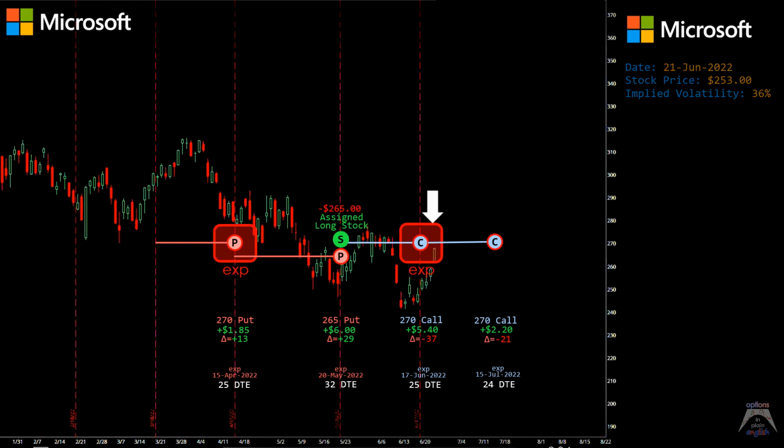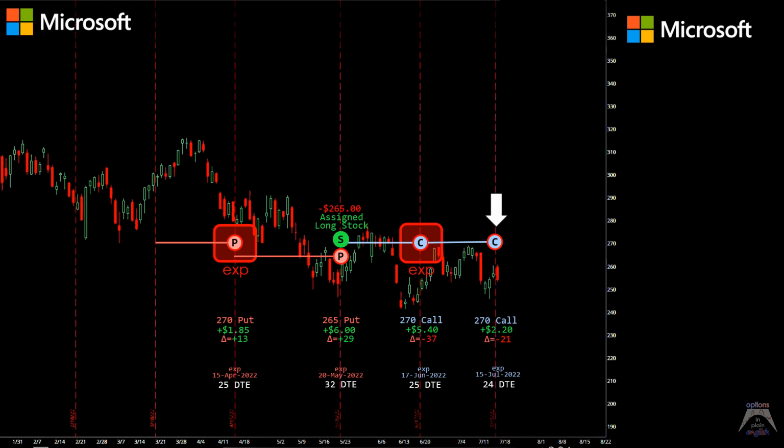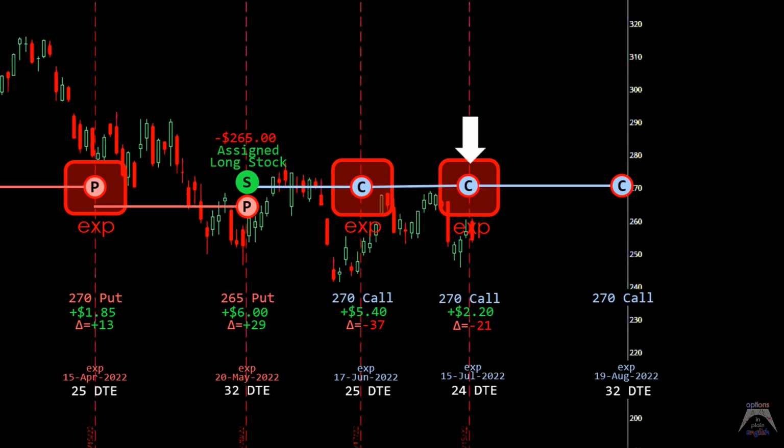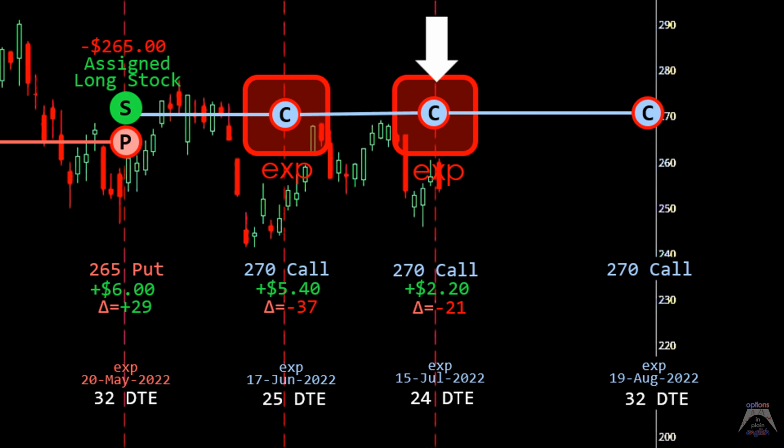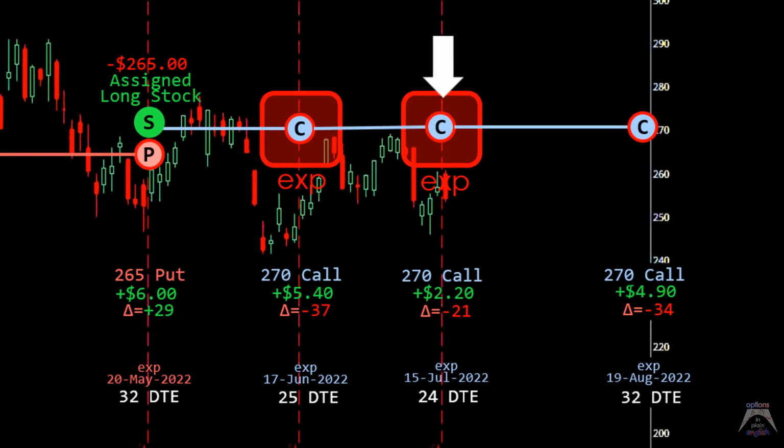After we hold all the way to expiration, Microsoft is now trading at $256, so our short call expires worthless again, which means we are now back to having only a long stock position on. On the first trading day after expiration, Microsoft is now trading at $258, so we sell the August 270 call, with 32 days to expiration and a delta of -34, for a credit of $490.